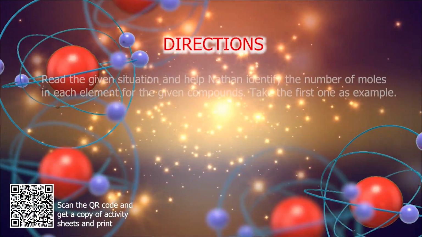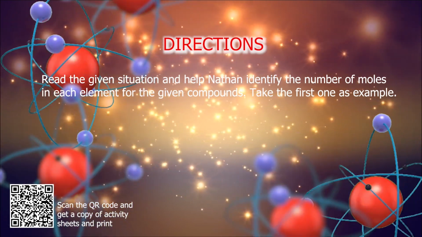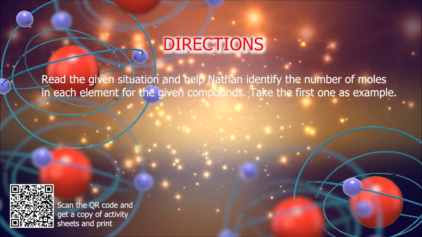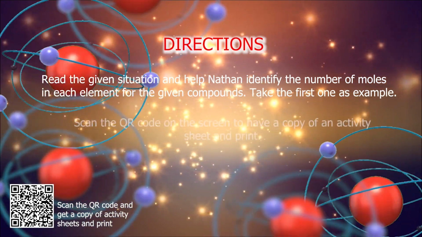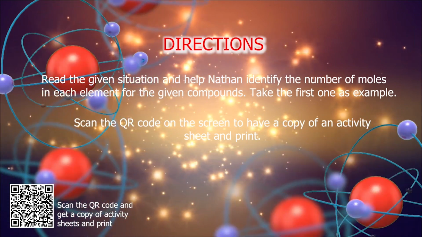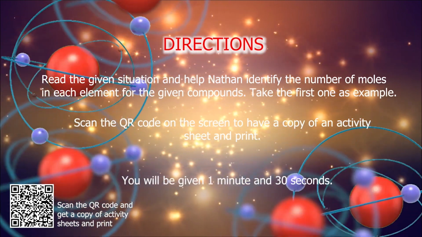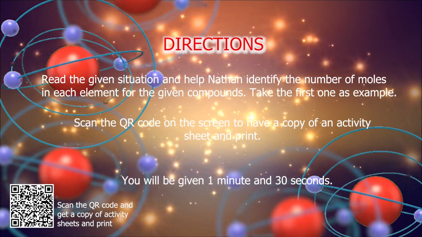Directions. Read the given situation and help Nathan identify the number of moles in each element for the given compounds. Take the first one as an example. Scan the QR code on the screen to have a copy of an activity sheet and print. You will be given 1 minute and 30 seconds.